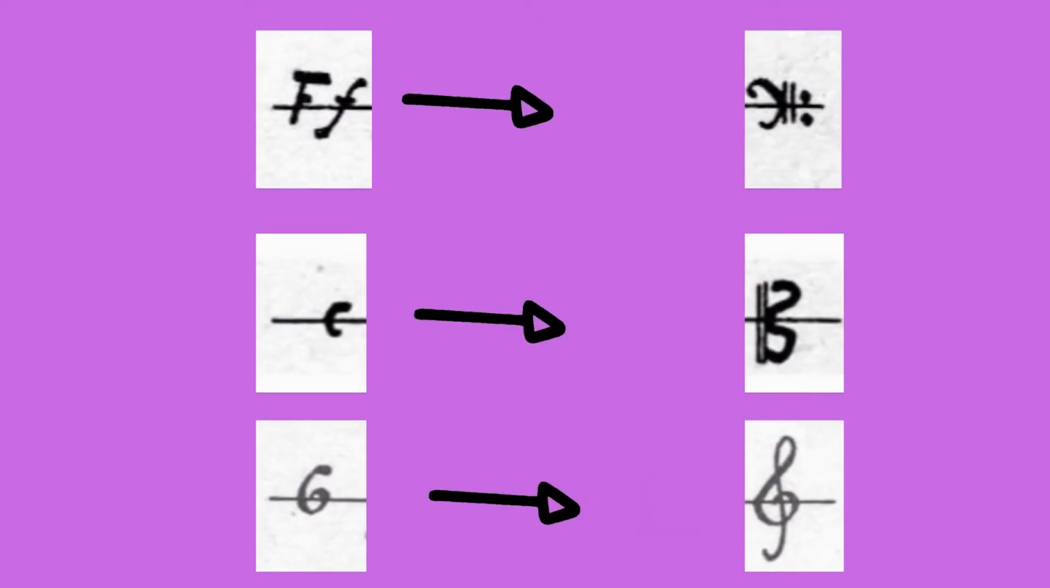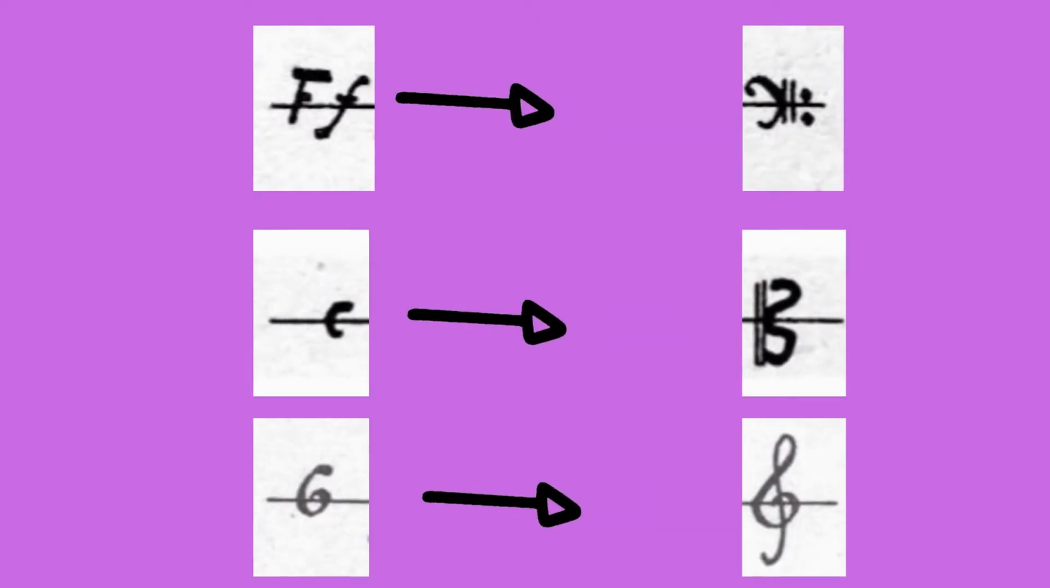And instead of the yellow line or the red line, we started using letters. So the F for what we would call the bass clef today, which is a kind of a modified F, and a C for a C clef.